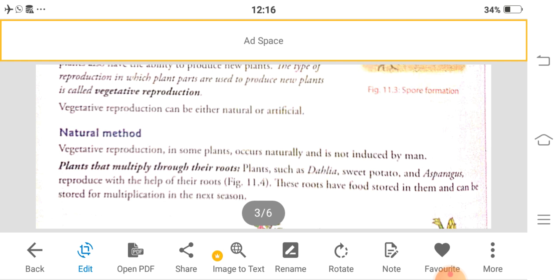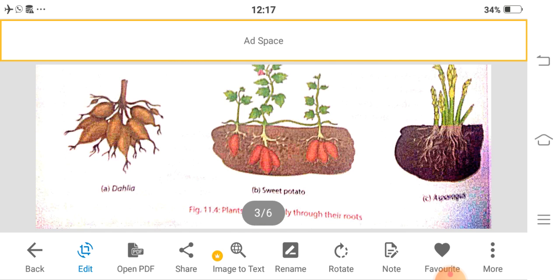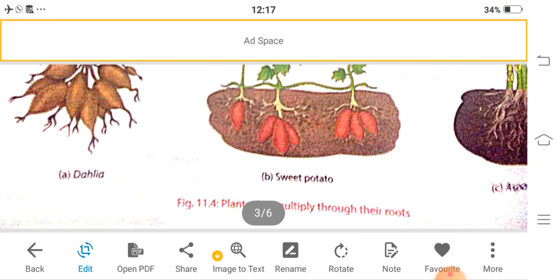The first method in natural reproduction is plants that multiply through their roots. Plants such as dahlia, sweet potato and asparagus reproduce through their roots. Their roots are used to multiply them. These roots store food, which helps in the multiplication for the next season. As you can see here, carrot and radish can also be examples of such plants.